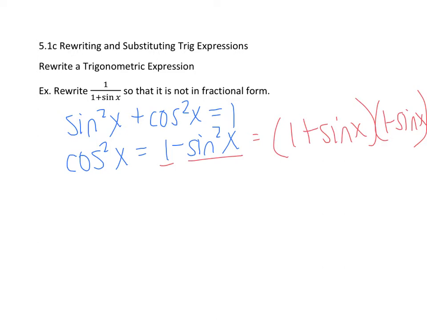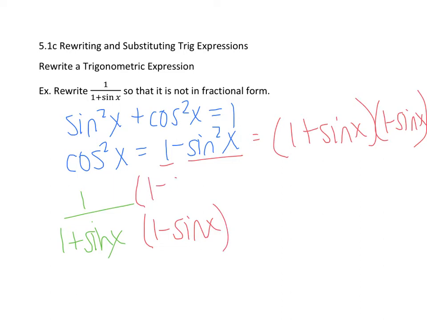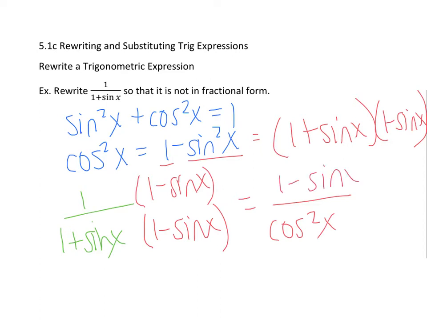Okay, let's go back and do 1 over 1 plus sine x. That's where we're starting. As long as I multiply top and bottom by the same thing, I'm not changing the problem. If I multiply top and bottom by 1 minus sine x, what's going to happen to my denominator? Now I've got 1 plus sine x times 1 minus sine x, which I know simplifies to 1 minus sine squared x, which simplifies even further to cosine squared x. So on the bottom, I'm going to have cosine squared x. On the top, 1 minus sine x.